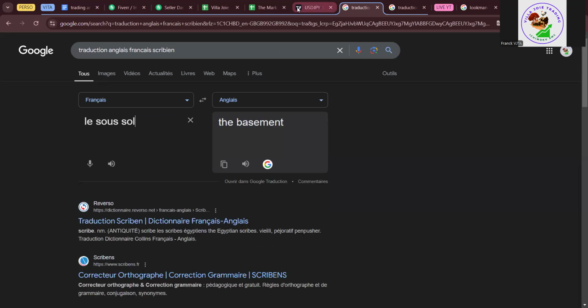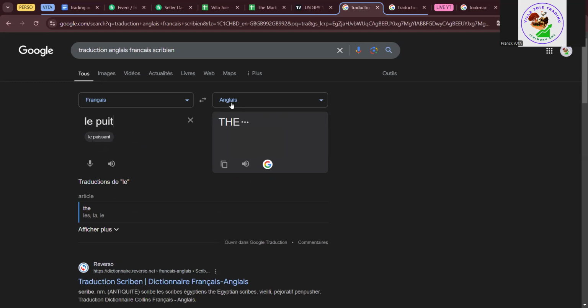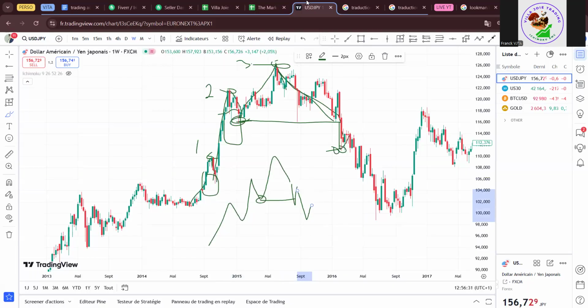The basement, right? We are breaking the basement, or the well, right? This was the basement of the second roof at this level. We broke that basement because it's the basement of the second roof that created the third roof, right?